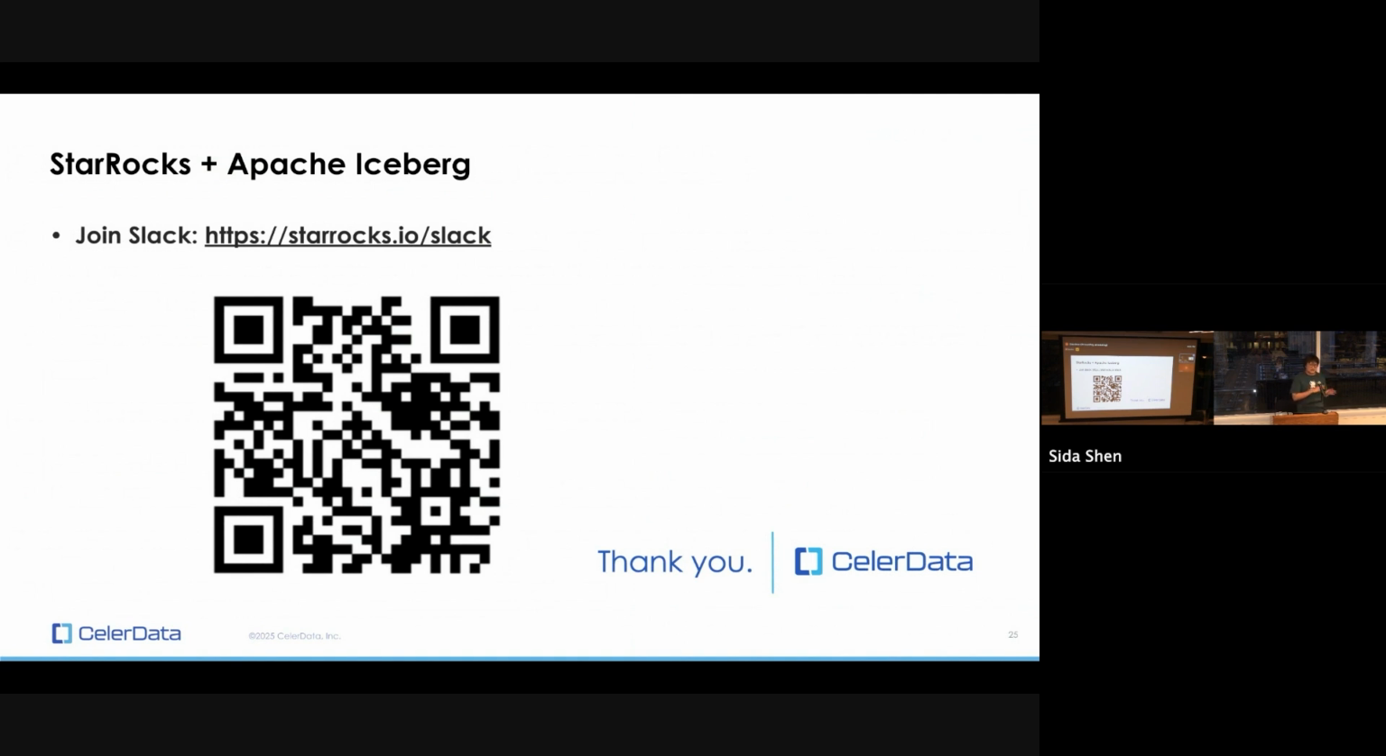Especially Delta and Iceberg, right? They're getting way too similar to some extent, right? But Hudi is a completely different kind of use case, and Paimon also, right? For real time, more like better data freshness, right? So different purposes, different features go into different open table formats. That makes sense.